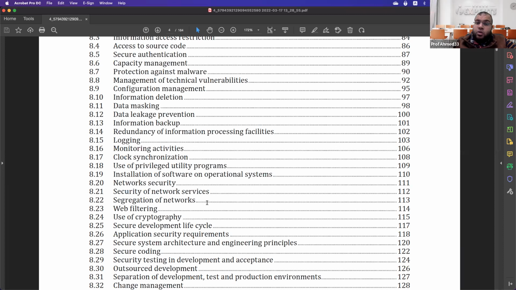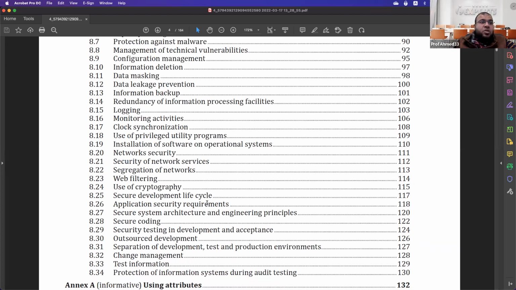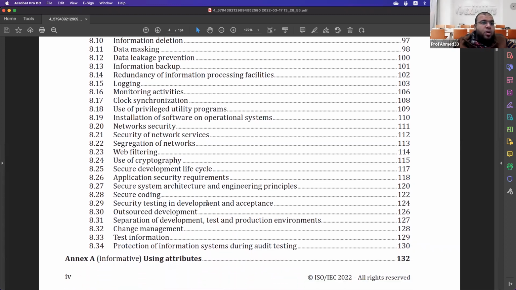Use of privileged utility programs, installation of software on operational systems, network security, security of network services, segregation of networks, web filtering, use of cryptography, secure development lifecycle, application security requirements, secure system architecture and engineering principles. Very important.